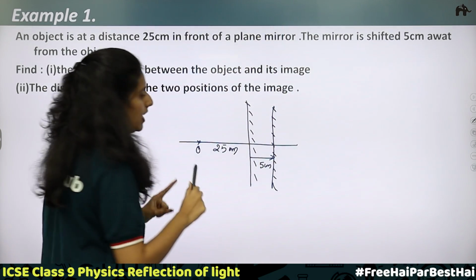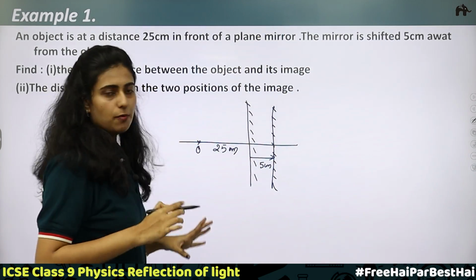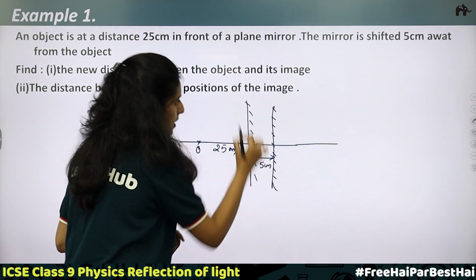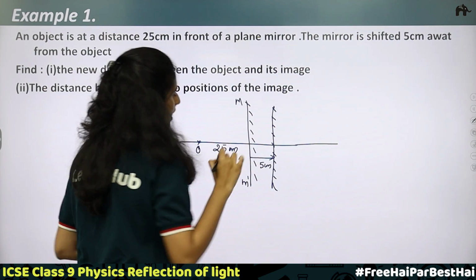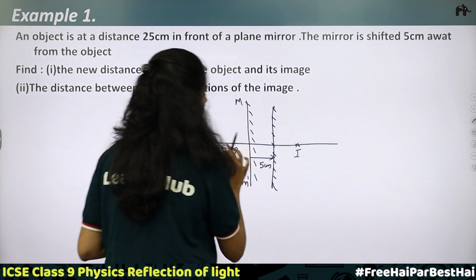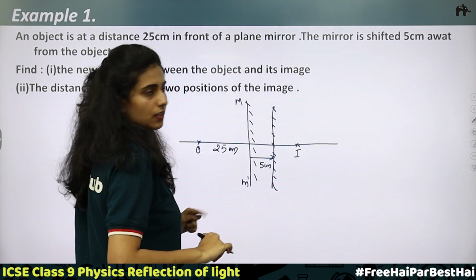Initially, where will the image be formed? Here the object is at 25 centimeter. This is a mirror M dash. In that case, the image will be formed at a distance of 25 centimeter.